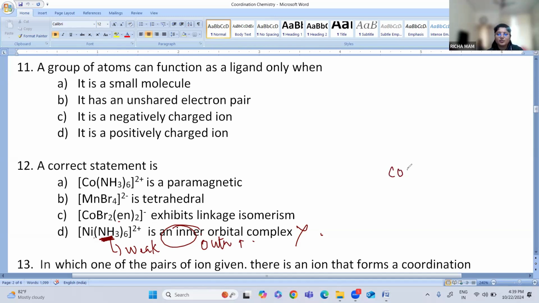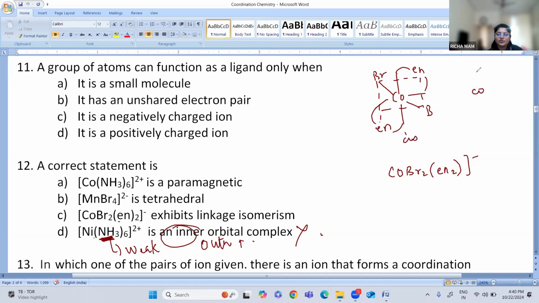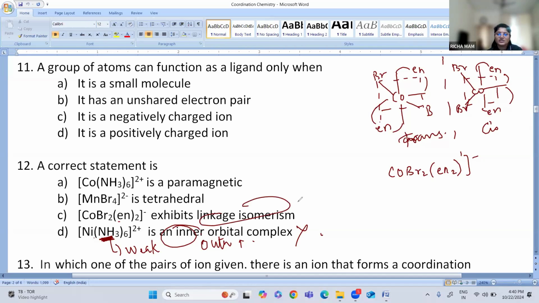Then this particular complex of cobalt is not going to form linkage isomerism. It is going to form cis and trans forms. This is cis, this is trans. So this is forming what type of isomerism? Geometrical isomerism, not linkage. So this is also wrong.